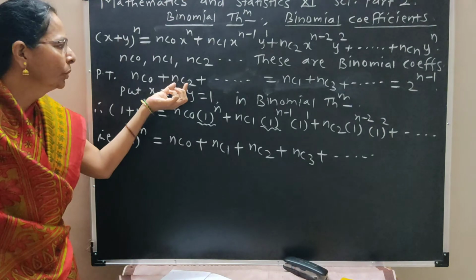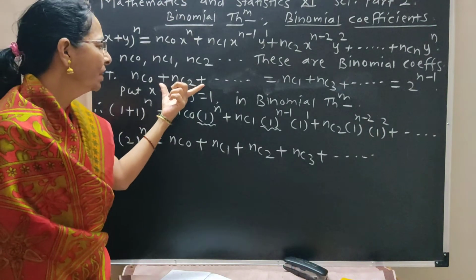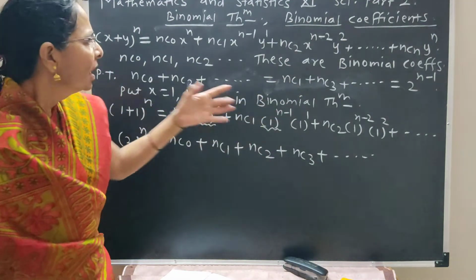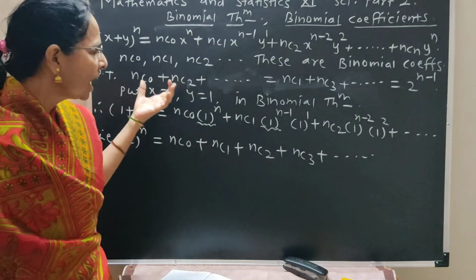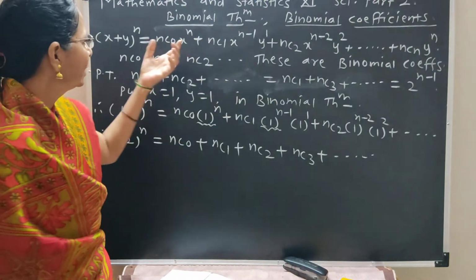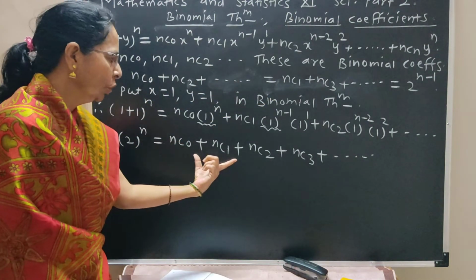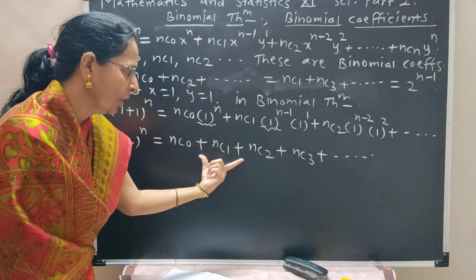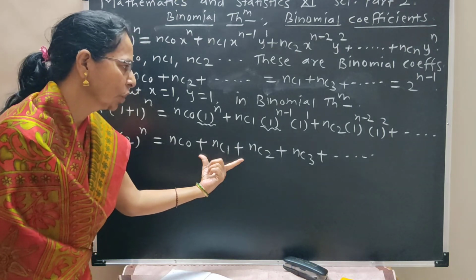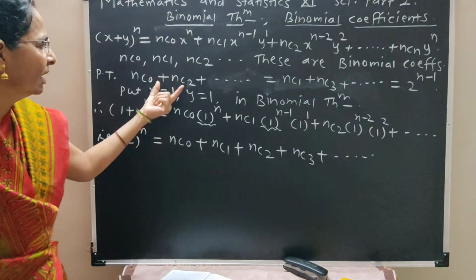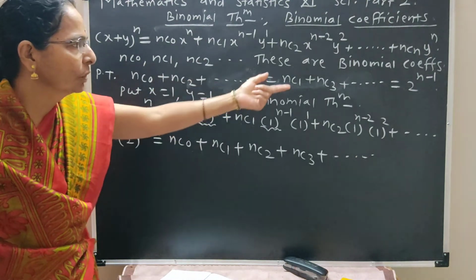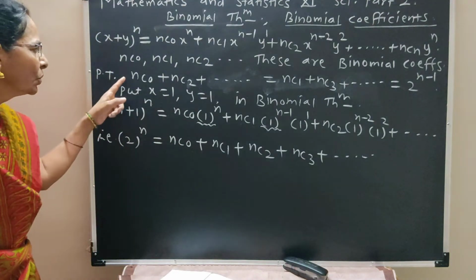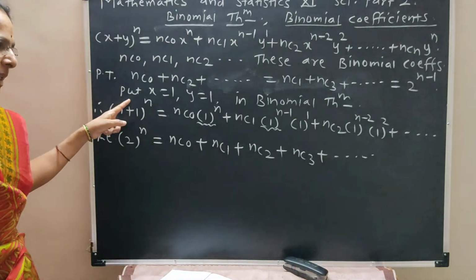nC0, nC2 and so on are even coefficients, and nC1, nC3 are odd coefficients. Their number is half and half. We know that the total sum is 2 raised to n. The sum of odd coefficients and the sum of even coefficients together is 2 raised to n. Here we separate half and half. So see how that value comes by using the binomial theorem again.